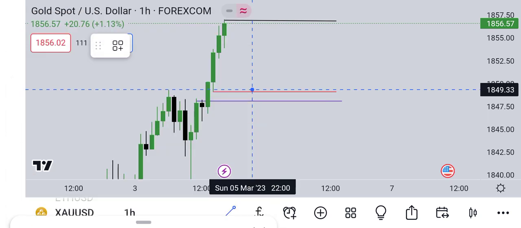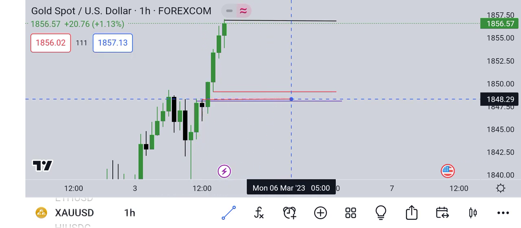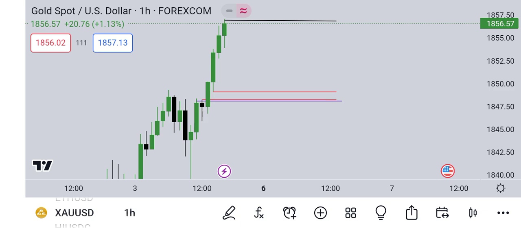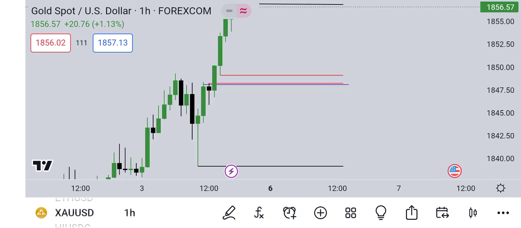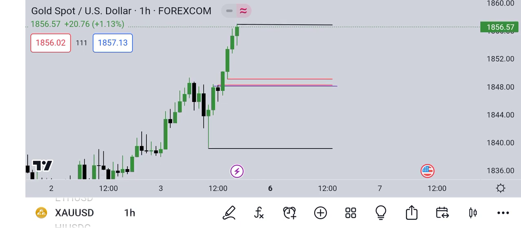Then at the high of the candle, what do we have there? We have this. So just at the high of the candle is not exactly the 50% of this price range, but it's very close to it. So I am of the opinion that market must come here before it goes up.